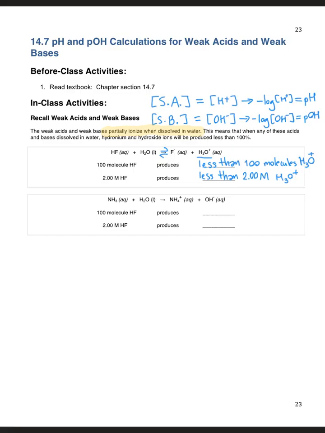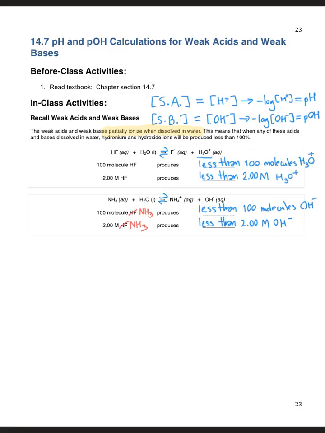The same idea applies to the weak base ammonia. When ammonia dissolves in water, it's going to accept a proton from water to become ammonium ion and produce hydroxide ions. Again, because this is not one of the 6 strong bases, this is a weak base. So if you start with 100 molecules of ammonia, the reaction will produce only less than 100 molecules of hydroxide ions in the solution. Same as if you start with a 2 molar concentration of ammonia, then the hydroxide ion concentration will be less than 2 molar.